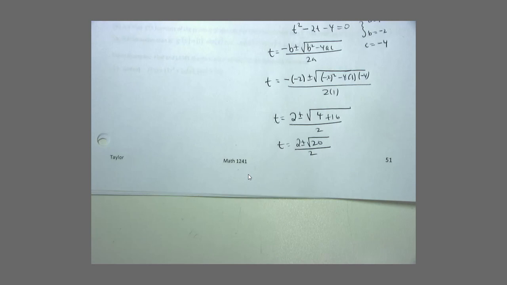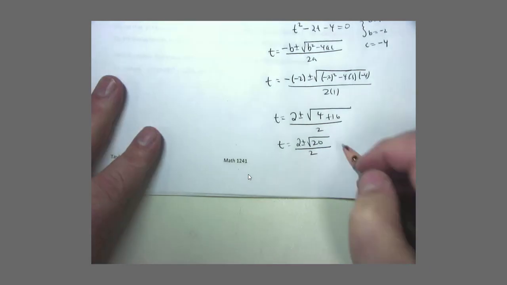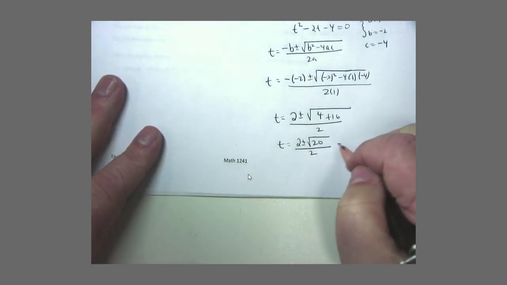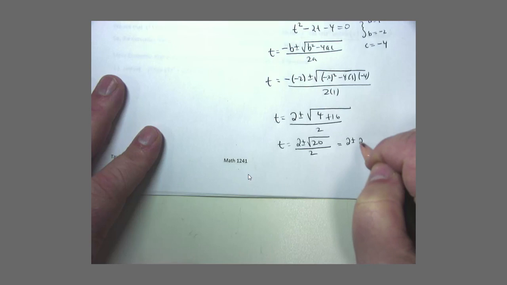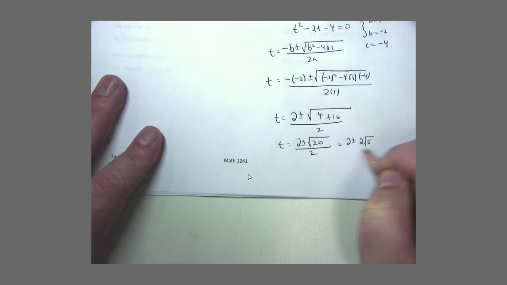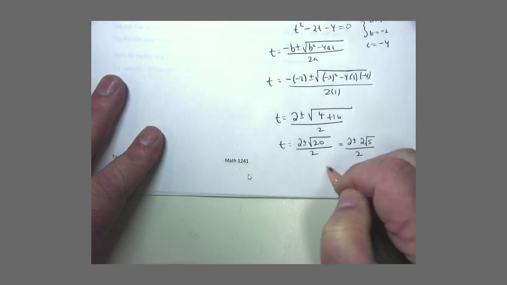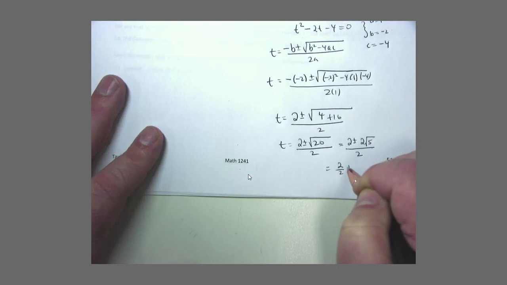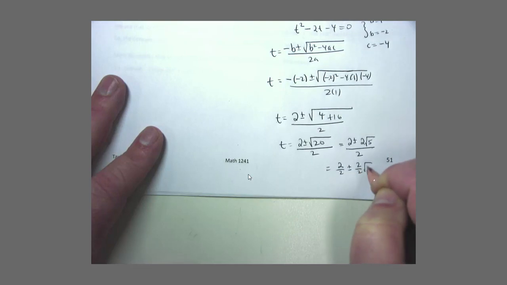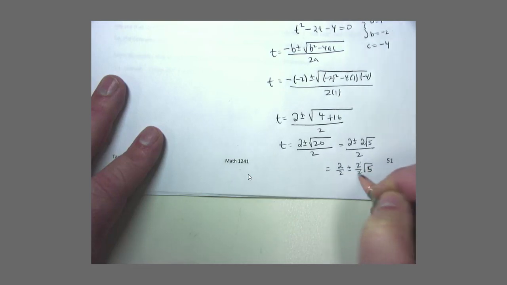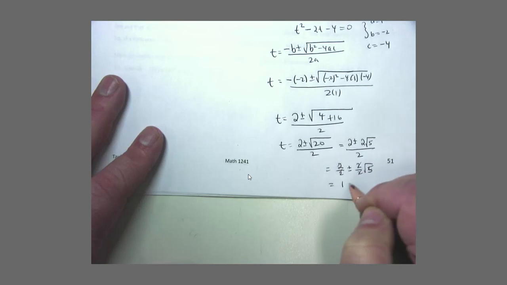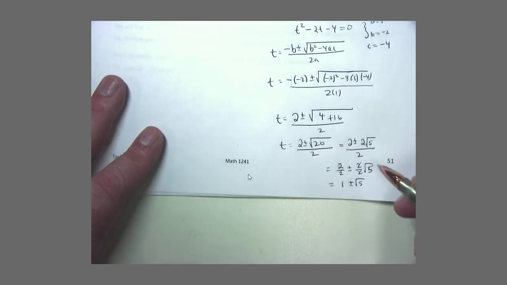What times what is 20 that you can take a perfect square out of? 4. 4 times 5 is 20, and the square root of 4 is 2, so this is equal to 2 plus or minus 2 square roots of 5 over 2. And then take each term and divide by 2. You see a bunch of 2's canceling here, and every time they cancel, you get 1. So it's 1 plus or minus the square root of 5.